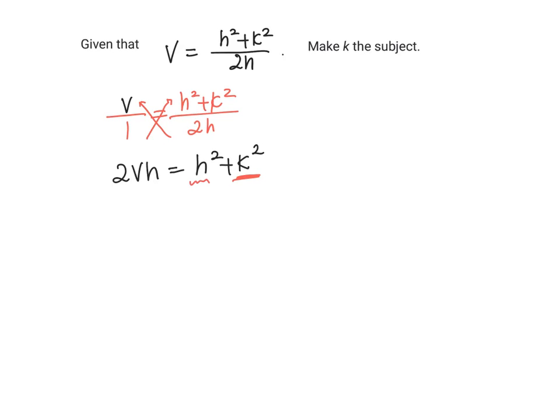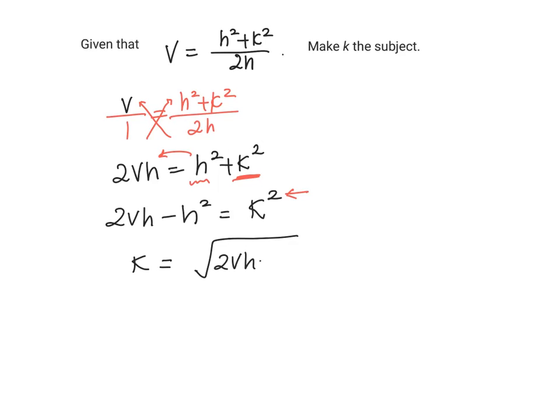I need to get rid of the h squared, so I shift over. So that will be 2vh minus the h squared equals to k squared. Now it's on its own. How do we undo the square? We need to take square root. But when we take square root, we must remember to have the plus or minus. And this whole thing will be your answer.